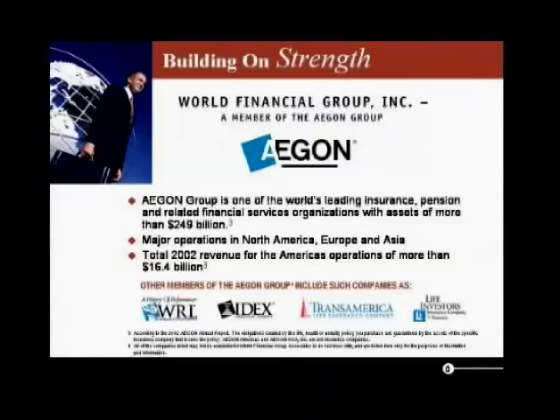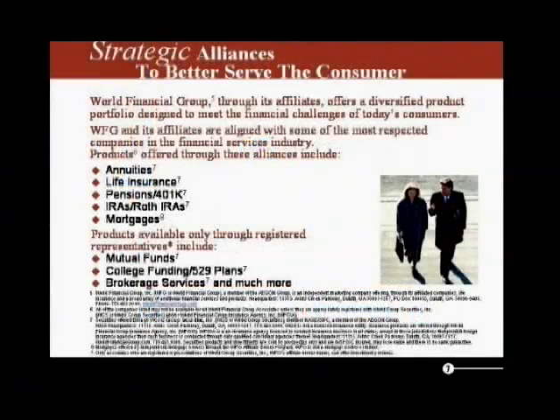World Financial Group is a member of the Aegon Group. This is a big credibility slide. This is where you'd say a little bit about Aegon and who they are, that their revenues back in 2002 were over $16 billion. And if you can see, these are some of the other subsidiaries that Aegon has, more household names. And the next slide actually goes a little bit further into that.